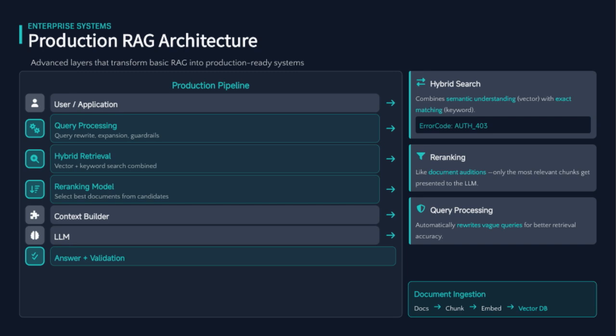When it comes to document ingestion, the system automatically rewrites vague queries to improve retrieval accuracy. This means that even if a user's question isn't perfectly clear, the system can interpret and refine it for better results. Next is query processing, which is like auditioning documents. Only the most relevant chunks are presented to the language model.